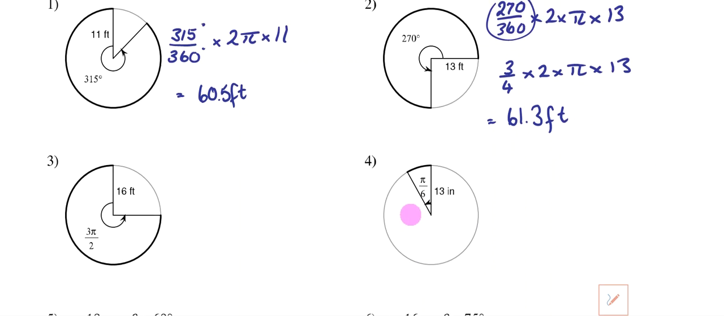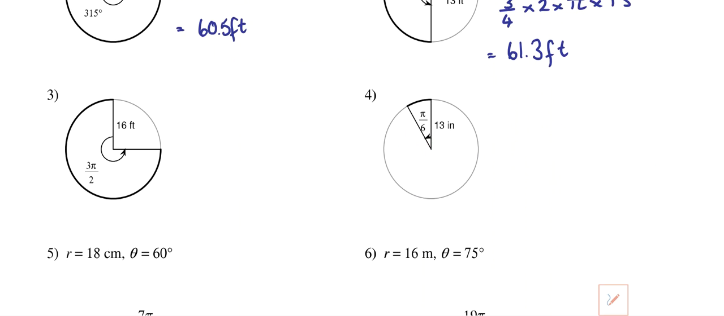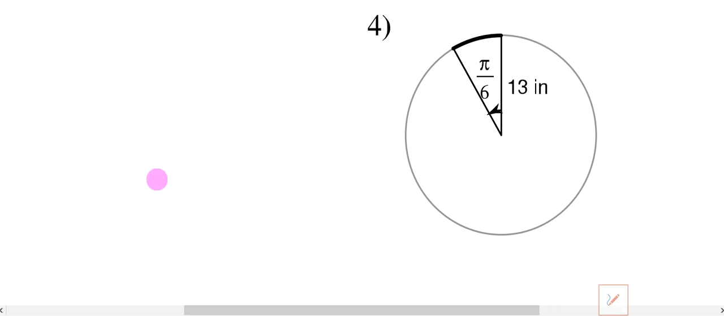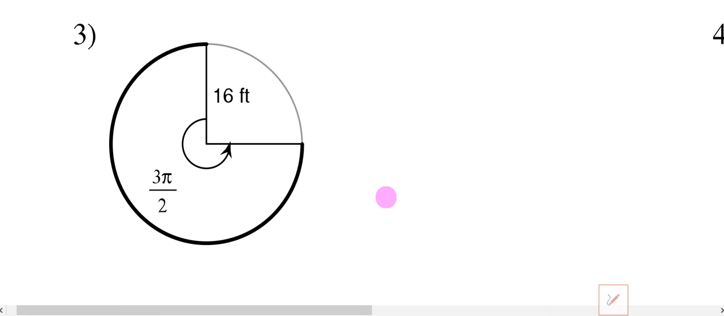Now the next two introduce you to something a bit different. What do you notice? The angle is 3 pi over 2. So when you see this, you can see that this means the angle is not measured in degrees anymore. It's measured in a different measurement called radians. And you might be thinking, well, why do you want to do it?